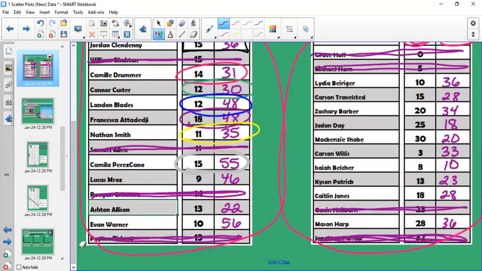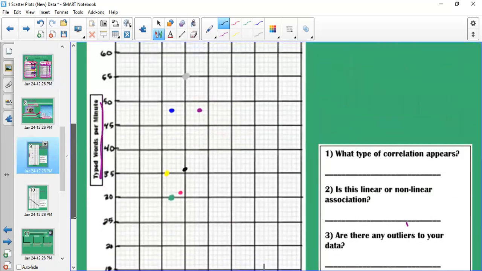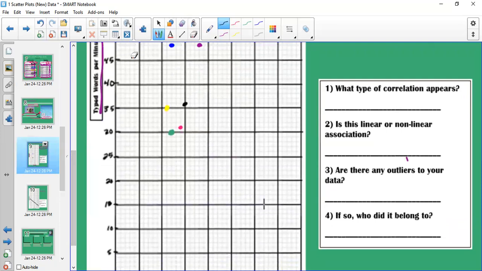All right, and then I'm going to go to Rose. Rose was 9 and 46. So 46 is all the way up here. And if I go 5, 10, one less than that, that should have been Lucas there.